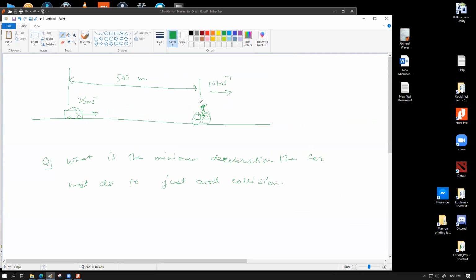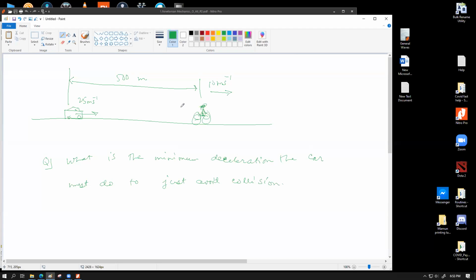If this were a pole or a wall, then we could perfectly use 500 meters, that the car is getting close and it will come to a stop at covering exactly 500 meters. But that's not the case. As time goes by, the bicycle will move forward. So the car will have altogether more distance than 500 meters to go through.